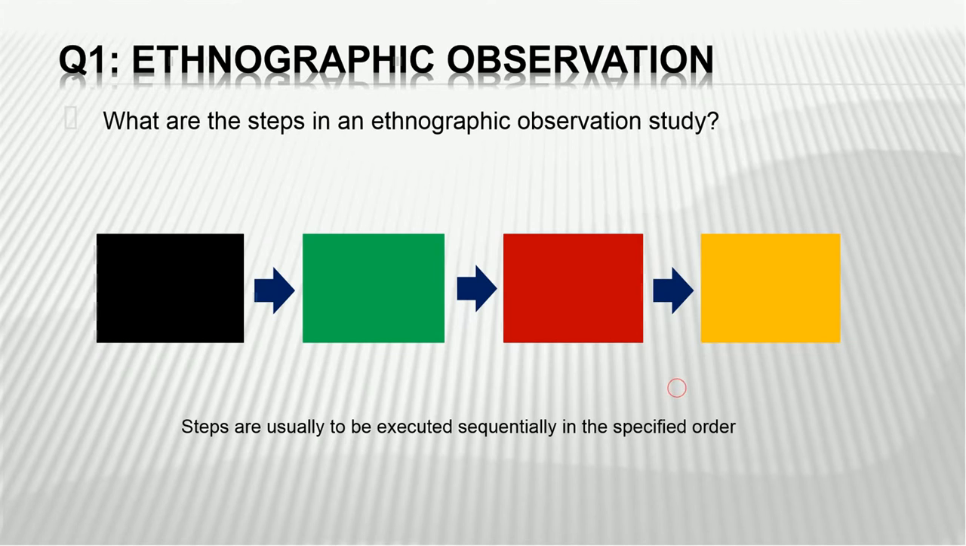There are usually 4 steps involved in an ethnographic observation study. Can you name them? The 4 steps are preparation, field study, analysis, and reporting, and they are usually executed sequentially in the specified order.